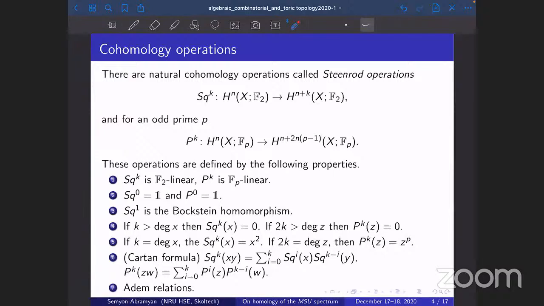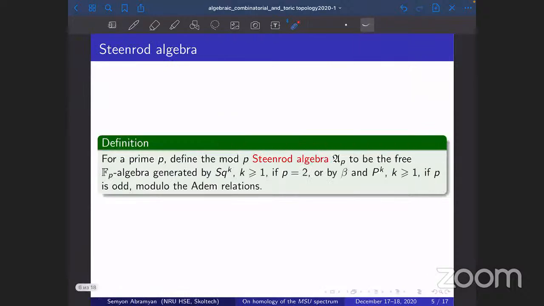And there are other relations. I don't want to write them down, but there are some relations on the composition of Sq^K and Sq^J, for example, for some K and J. Now, what is the Steenrod algebra? This is just the free F_P algebra generated by Steenrod squares if P is equal to 2, and by the Bockstein homomorphism and Steenrod powers if P is odd, modulo the Adem relations.